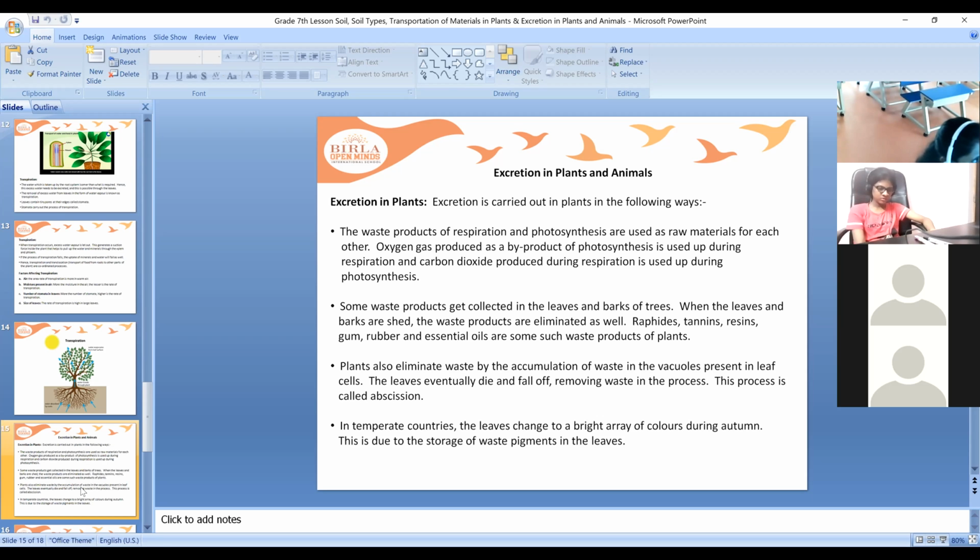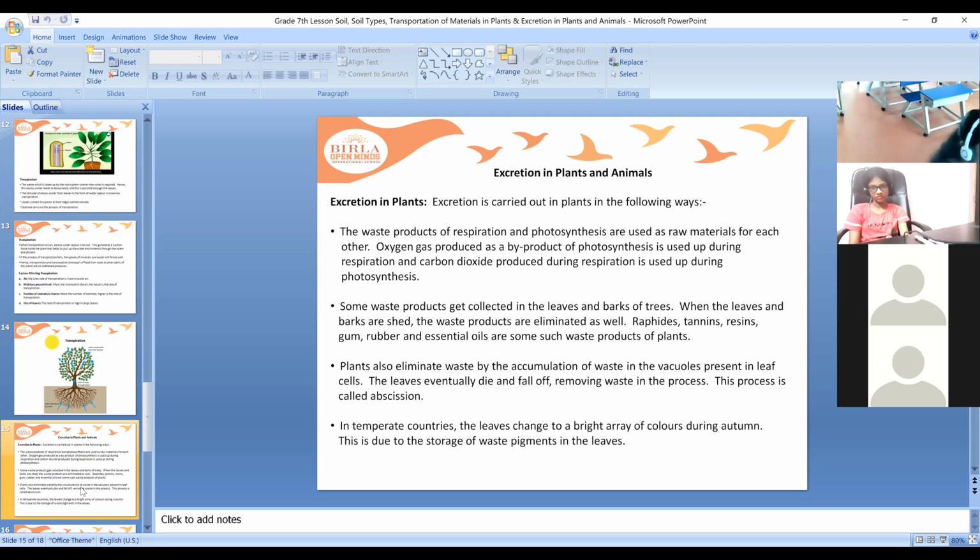Usually it happens in night time. At daytime, they carry out photosynthesis. Some waste products get collected in the leaves and barks of trees. When the leaves and barks are shed, the waste products are eliminated as well. Raphides, tannins, resins, gum, rubber, and essential oils are some such waste products of plants.